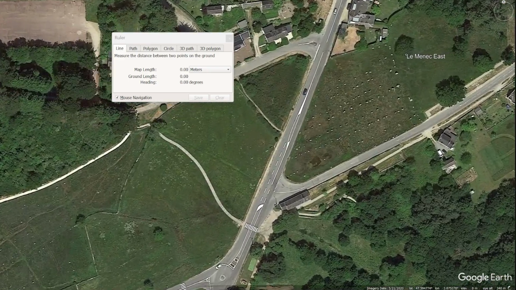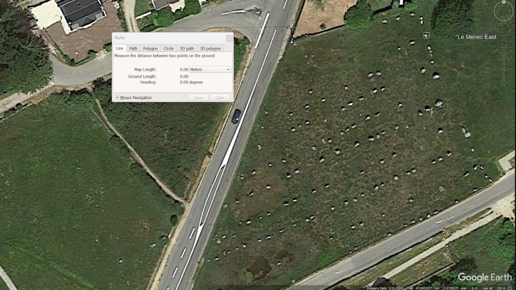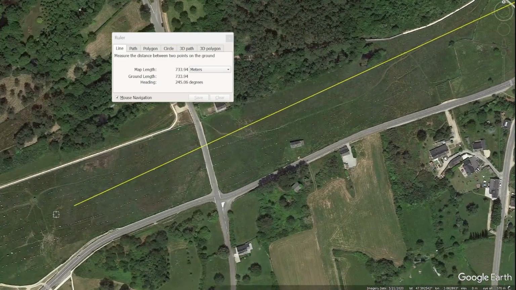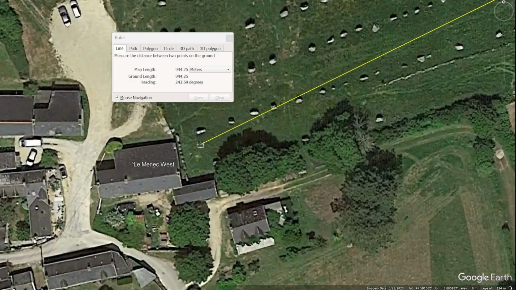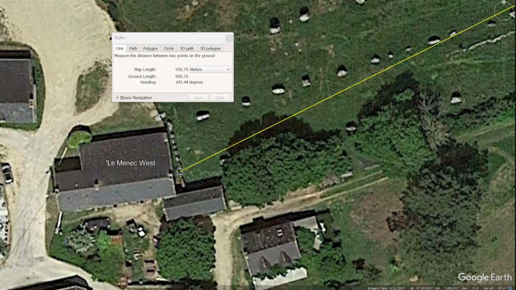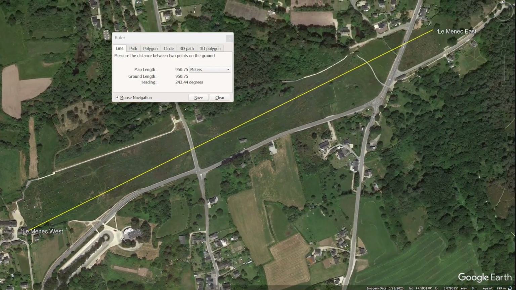But if we take the first row and project it further, we see that, in fact, the first row of the Menec East, if it's projected, actually links up to the first stone of the first row of the Menec West. And as we see, the most southerly line hits this line here and then stops where the road is. So let's have a look at the geometry of that.